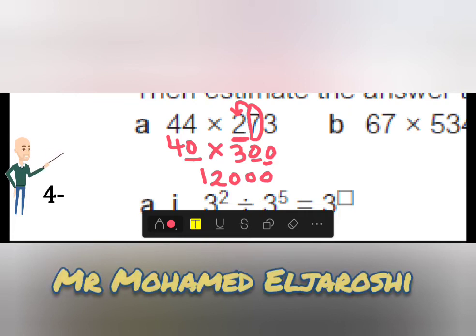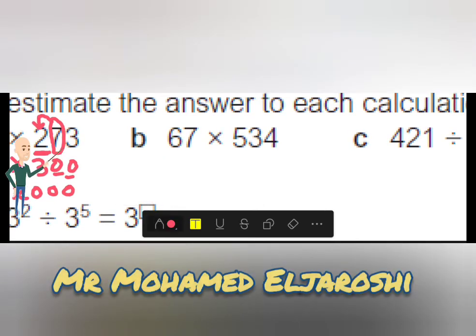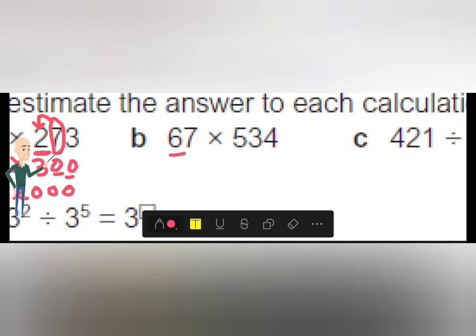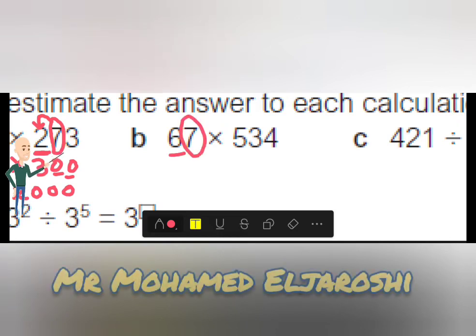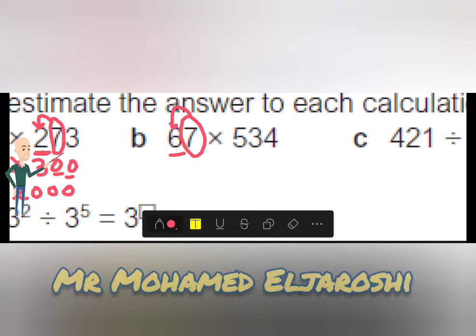Now let's go and check B. In question B, we have 67. When you round it to one significant figure, the first figure is 6 and the one after it is 7, so it's bigger than 5. So we're going to add 1 here. So it's going to be, very good, 70.